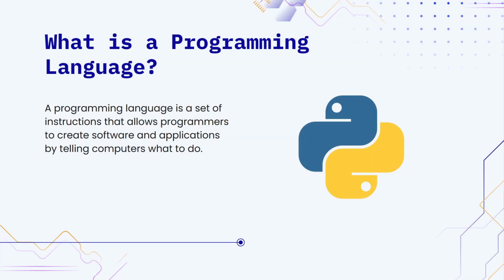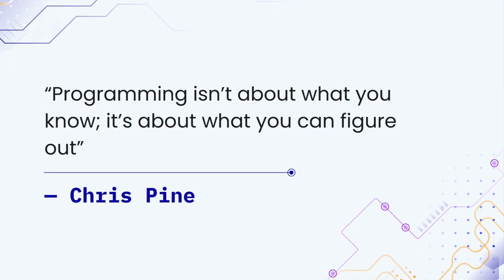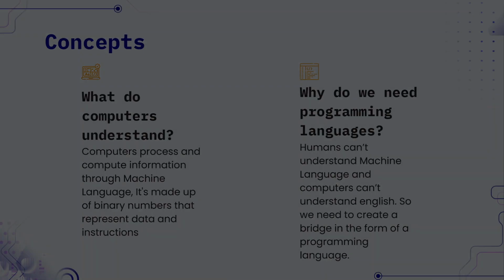First, what is a programming language? A programming language is a set of instructions that allow programmers to create software and applications by telling computers what to do. Let's say, in English, you tell a computer, hey, add 2 numbers. It's not going to know how to do that. So you have to use a programming language to tell it what you want it to do. We have a quote here: programming isn't about what you know, it's about what you can figure out.